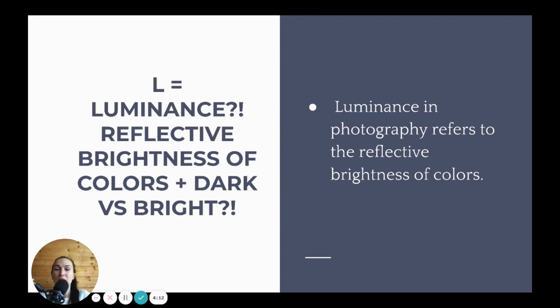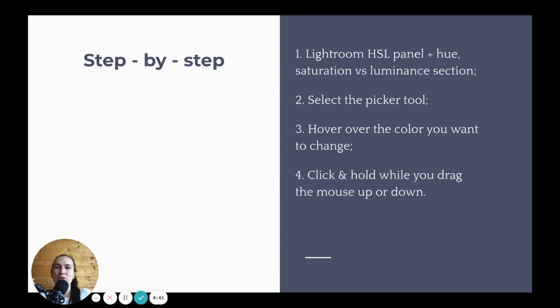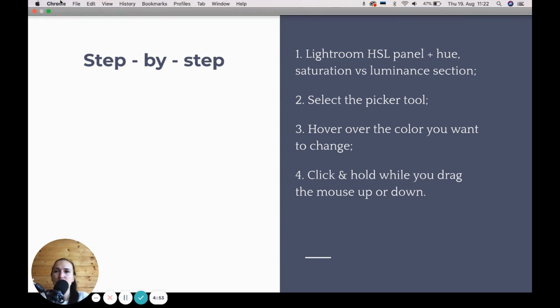And then luminance. Luminance is actually one of my favorites. In my editing style, I use quite a lot of luminance, and at some point I was completely overdoing it. But somehow it brings out the brightness of colors and reflection, and you just get that something in your photos when you edit like this. Step by step, first we go to Lightroom and select the picker tool, hover over the colors and change them, and click and hold to drag up or down.